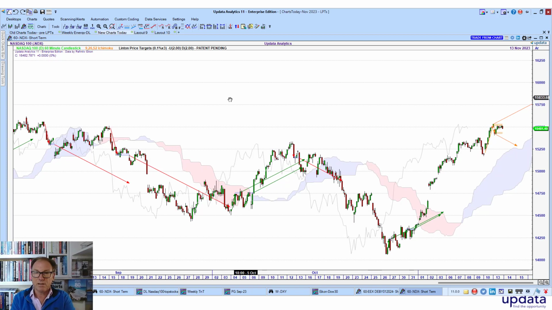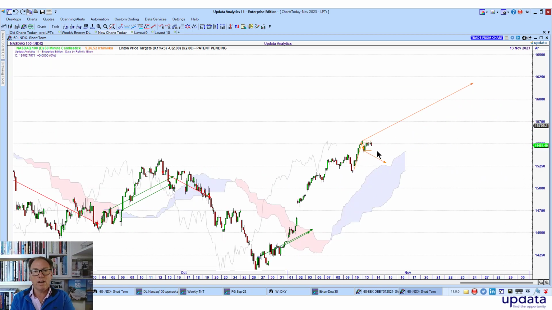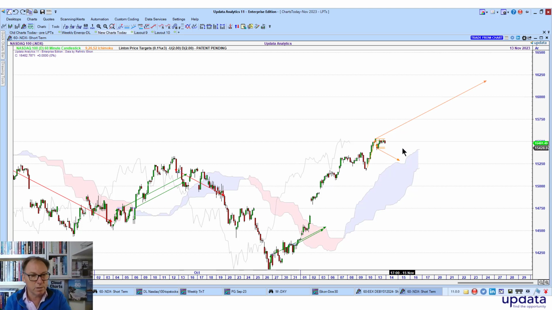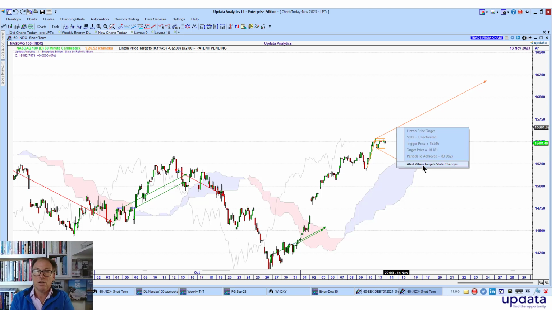Now, what's really interesting about this NASDAQ chart right now is I'm waiting for an activation. The market's due to open in just over 3/4 of an hour. I'm on delayed data, so in about an hour's time, I will probably find out whether the upside target or the downside target is activated. Again, new in the system, you can set an alert to tell you when that target state changes. When it turns green, it's already got all the price information there. There's the trigger price, the target price, and the state is currently unactivated. Periods to be achieved to the target is 83 periods, and then the target state. So that's quite interesting as well.